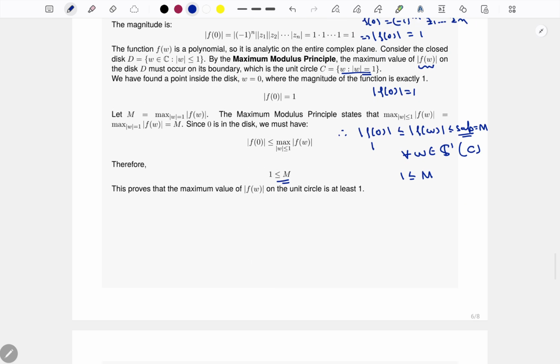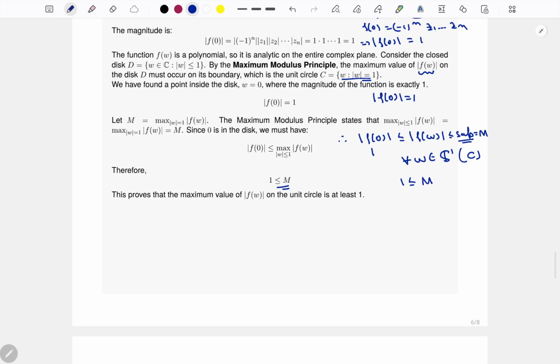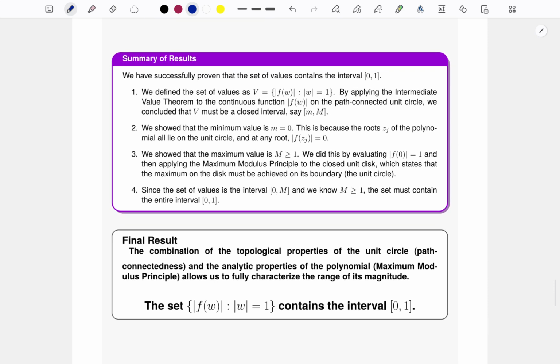Are you getting my point? The only thing we required here was the maximum modulus principle. Hence, we have shown that the maximum value M is greater than or equal to 1. Therefore, 1 is somewhere here, which implies that the entire interval [0, 1] is contained in [0, M], and this was exactly the set we required. And hence we have given a solution to the problem. Clear?